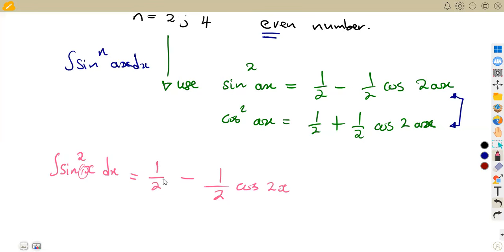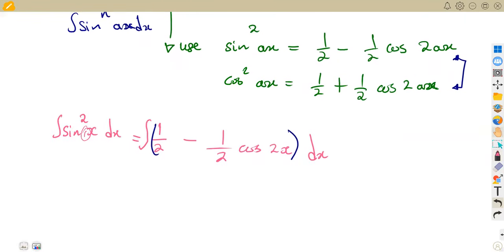So this is what we have from sine squared. We are expanding sine squared. But what is it that we are doing? We are integrating. So we are going to integrate this whole part with respect to x, like this. This is what we have now. Let us integrate and see. We are using the identity. If we integrate half with respect to x, it's a constant, so it's going to be half x.